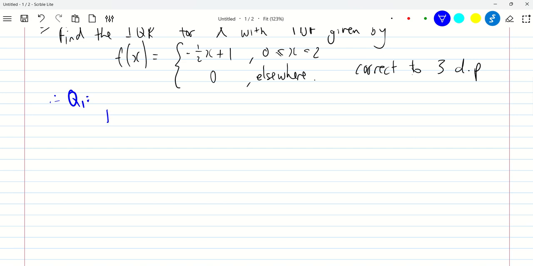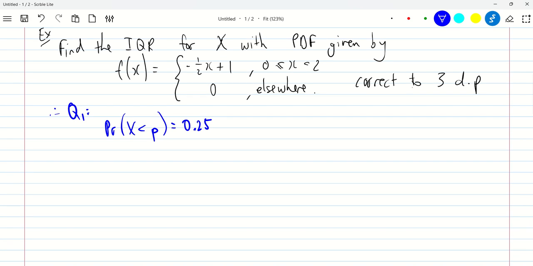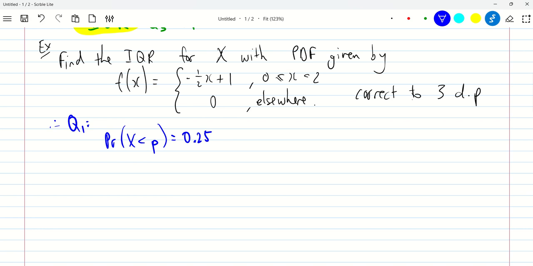So we want the 25th. We want the probability that x is less than p, where p is the value that we don't know. That's the percentile that we want. It will be equal to 25%, so 25 over 100, or 0.25. That tells you the probability that x is less than some number is equal to 0.25, and that value of p will give you the first quartile. I'll go downwards, and then I'll do Q3 over here.